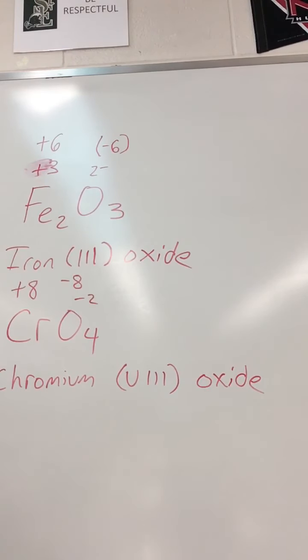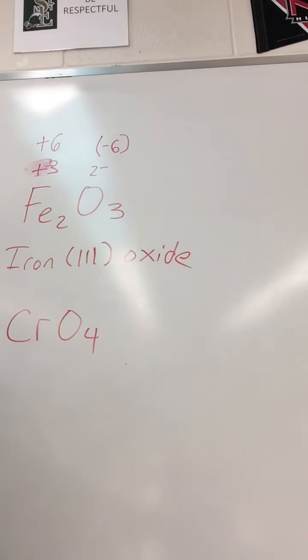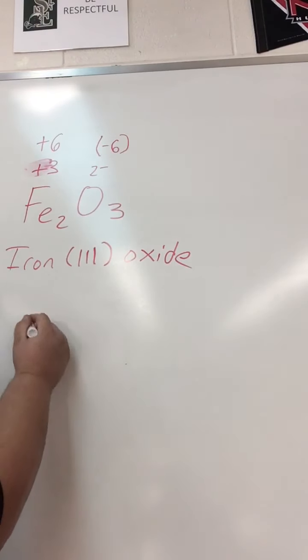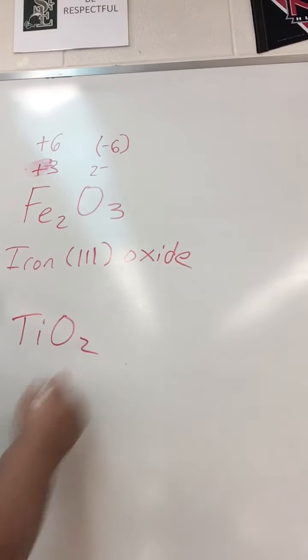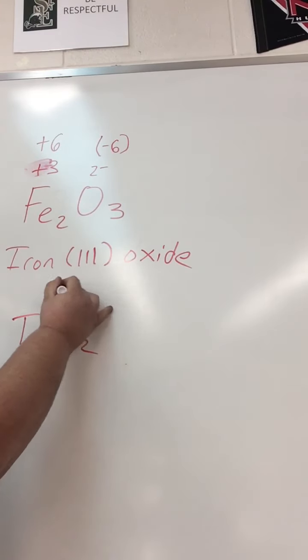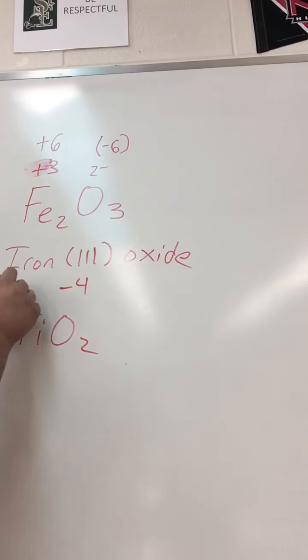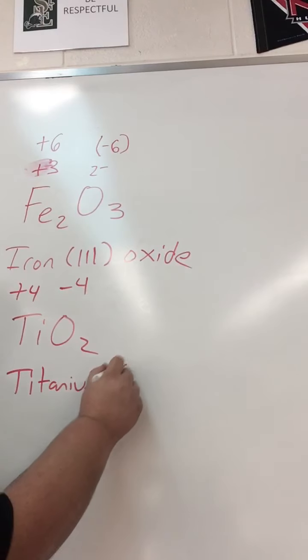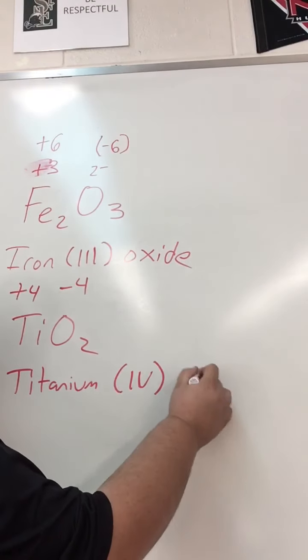But actually this compound doesn't exist because I should have looked at notes before doing this. So let's actually look at something that does exist. All right, oxygen has a -2 charge. There are 2 of them, so oxygen contributes -4. Titanium must be +4, so this is titanium 4 oxide.